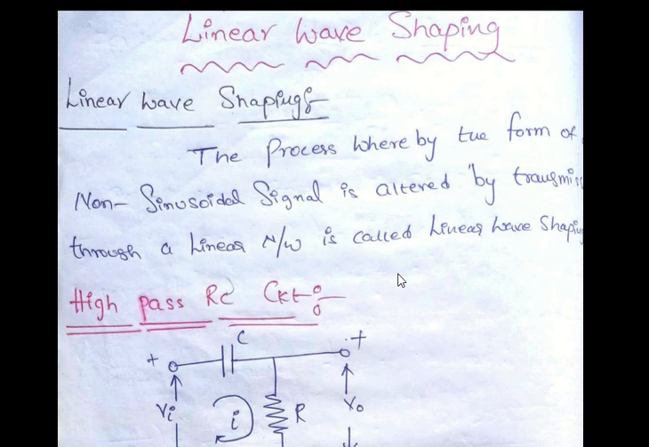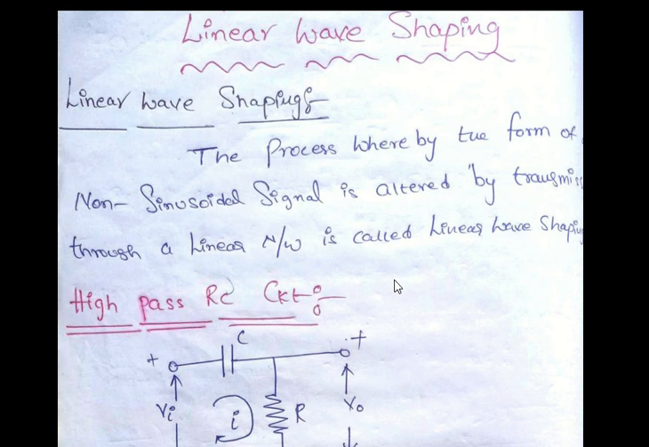through a small circuit that consists of a resistor and a capacitor. Whenever we process the input signal through the circuit, the shape of the input waveform is changed and produced at the output terminals. That type of wave shaping circuit is called a linear wave shaping circuit.